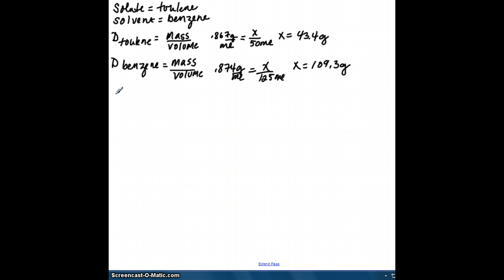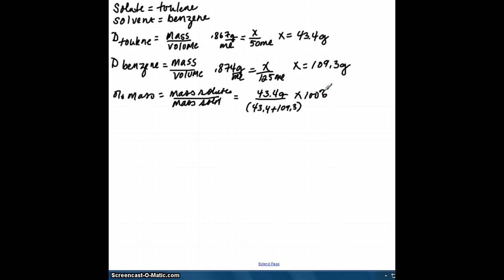So we're ready to do our mass percent, which is defined as the mass of the solute over the mass of the solution. That would be equal to 43.4 grams divided by the quantity 43.4 plus 109.3 times 100%. The mass percent of the solution is 28.6%.